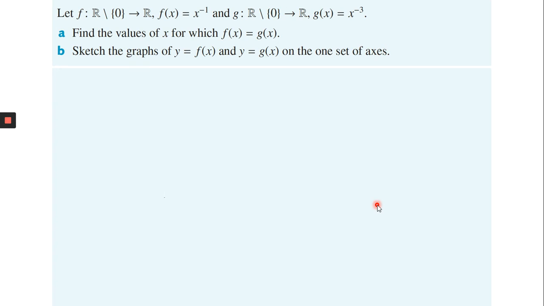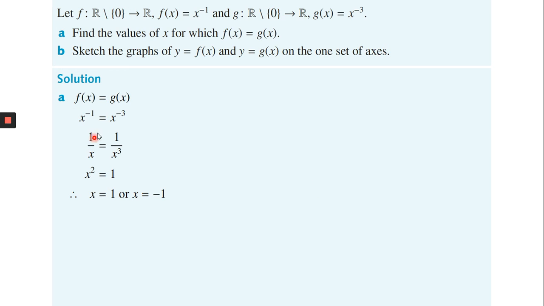Let's look at an example. So find the values when f of x equals g of x. So you just put the two functions equal to each other. A few ways of doing this. So let's look at a few ways of doing it. So that's 1 over x. That's 1 over x cubed. x squared equals 1, so x equals 1 or minus 1.